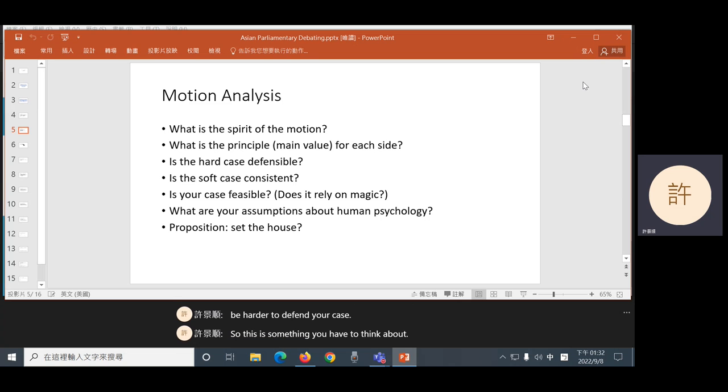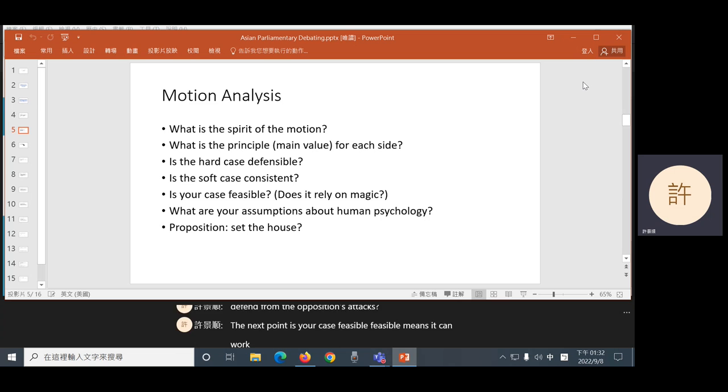Do you want to go the hard case? Is it defensible? Can you actually defend such a big difference from the current situation? If you go the soft case, is it consistent? Are you able to defend from the opposition's attacks? The next point, is your case feasible? Feasible means it can work, like you can actually do it.